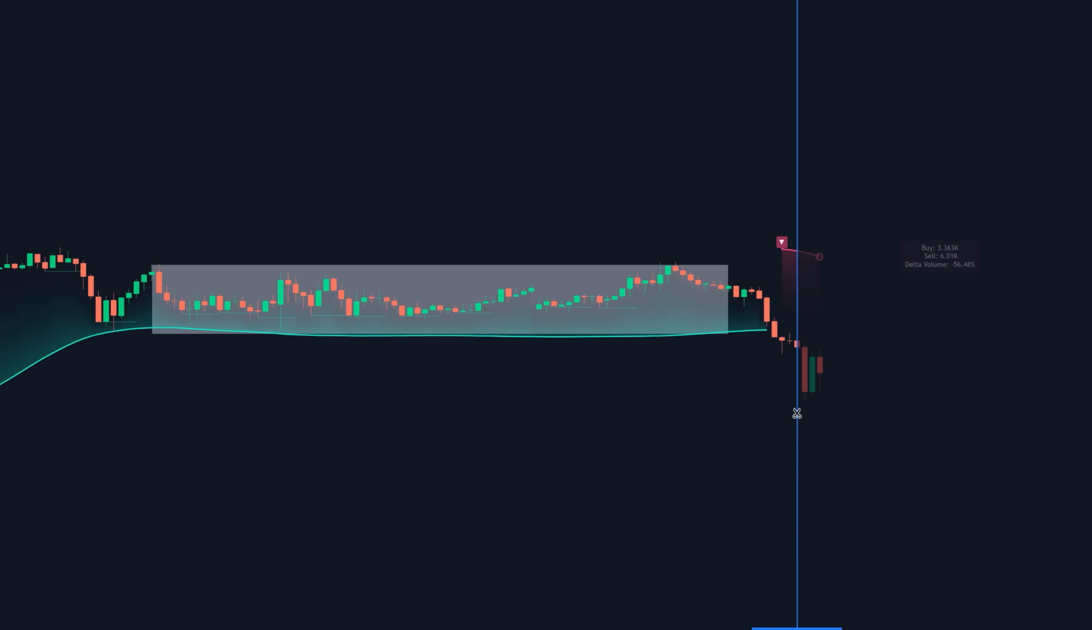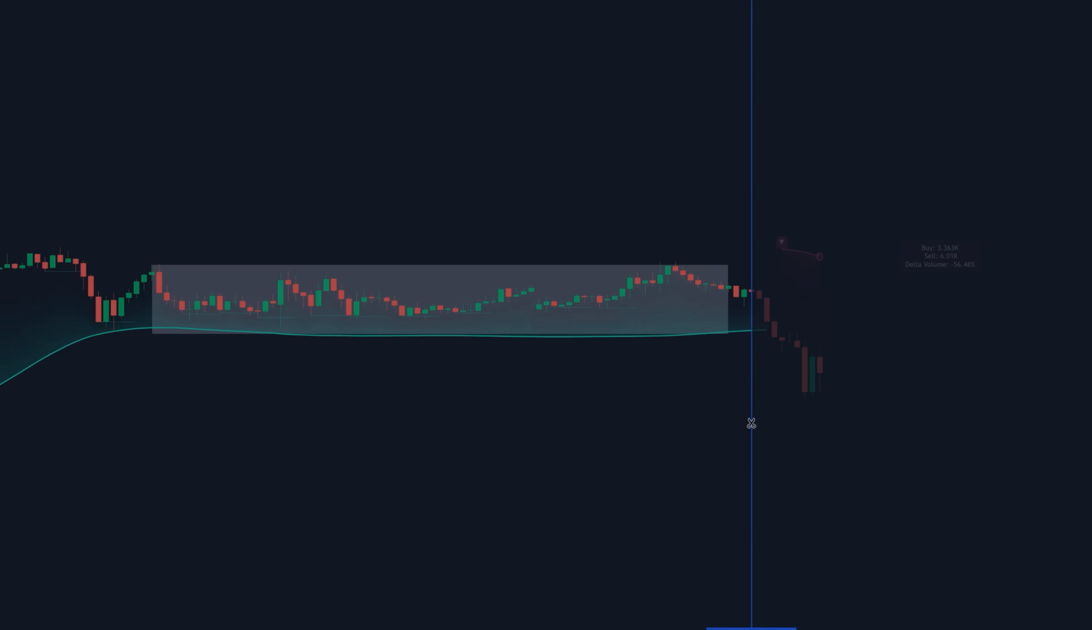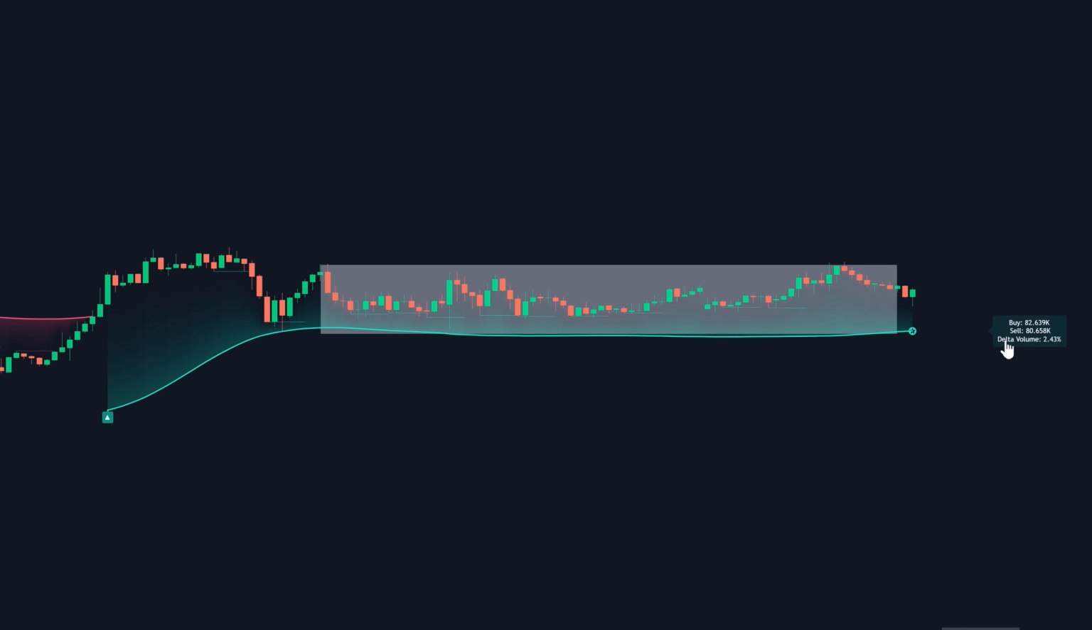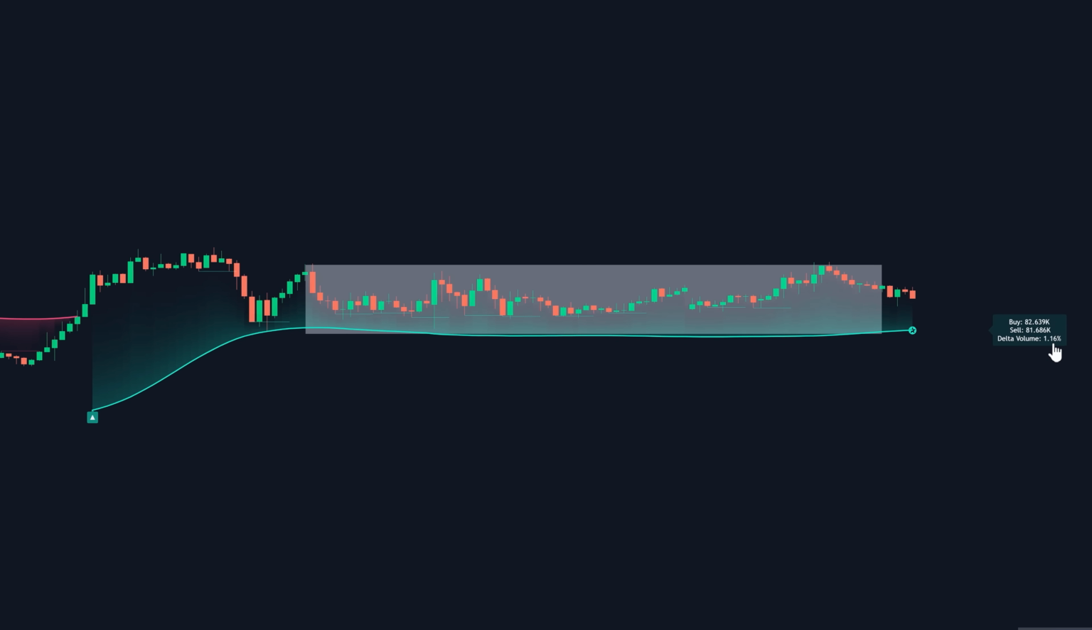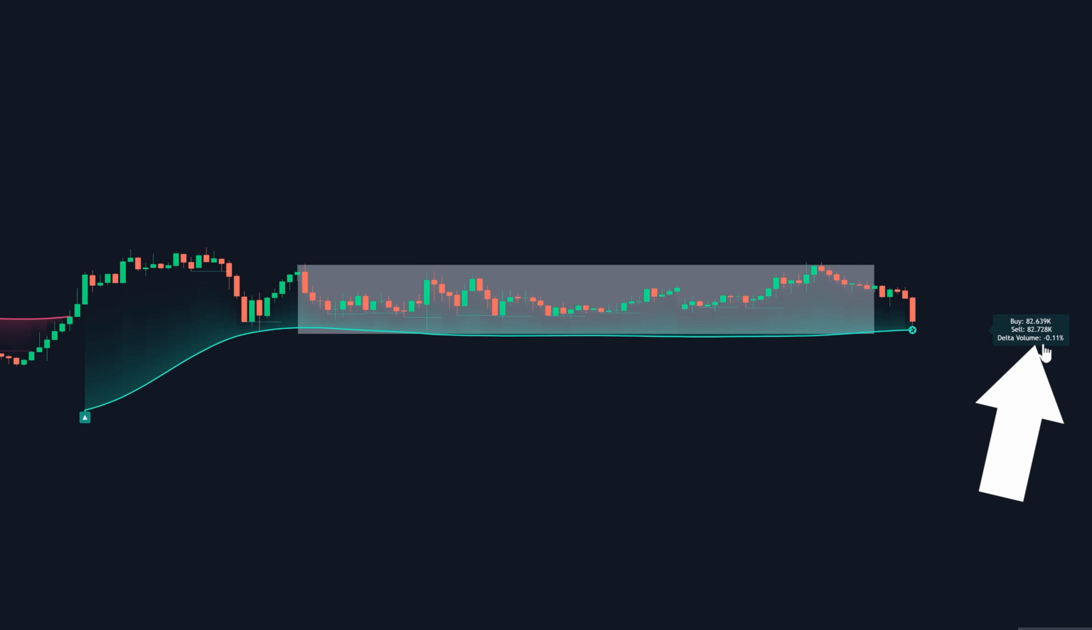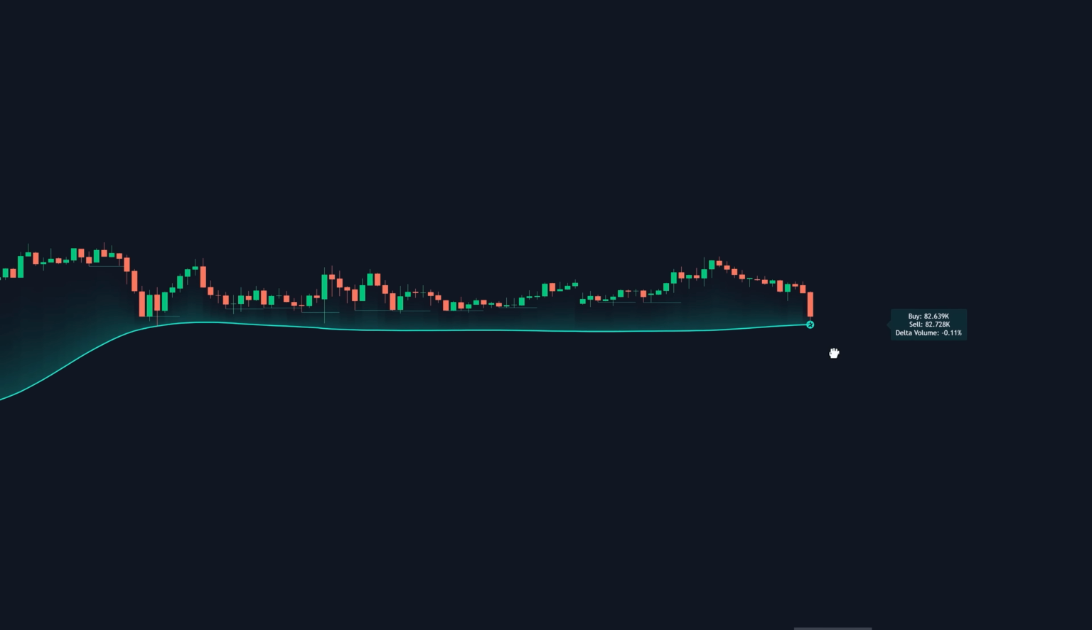Now remember, when the trend cloud is green, the delta volume is supposed to be positive, but it can also go to negative despite the green trend cloud. Just know that as long as this value is less than 10% all the way to negative, the color of the trend cloud wouldn't matter because it would mean that the market is ranging. The opposite logic applies when the cloud is red.